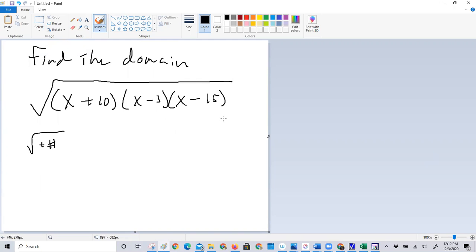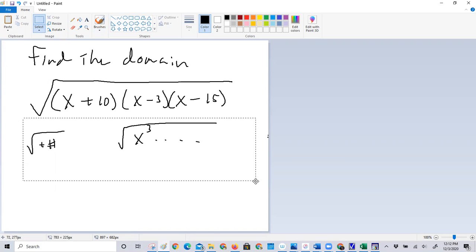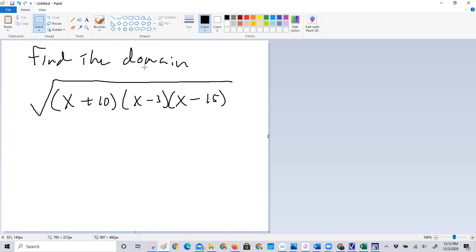So in this example, if I were to expand this all out, wouldn't this be x cubed plus a bunch of other terms? So basically what you're taking the square root of is some cubic polynomial. So what's the easy way to figure out the domain? Well, what we did back then, and what I encourage you to learn how to do, and that's why we're doing the review, is you find the zeros.